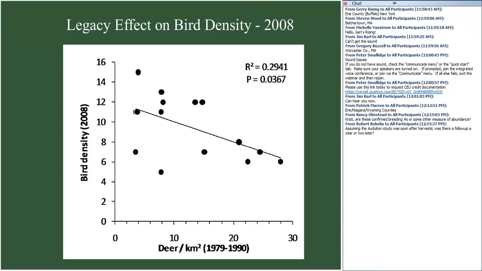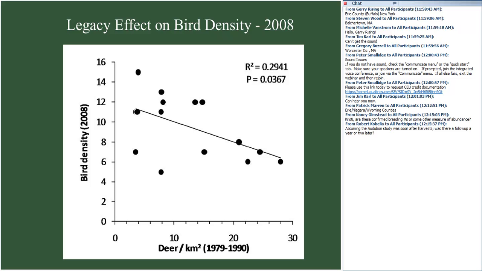Years later, there was a follow-up study to look at these same enclosures to see if there was a legacy effect. Is there a long-term effect if deer densities are high? You can see that this is the number of deer on the x-axis here, the number of deer per square kilometer from 1979 to 1990, going from 0 to 30 deer per square kilometer.